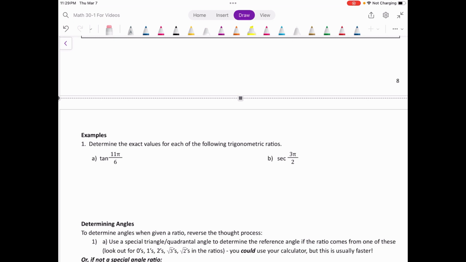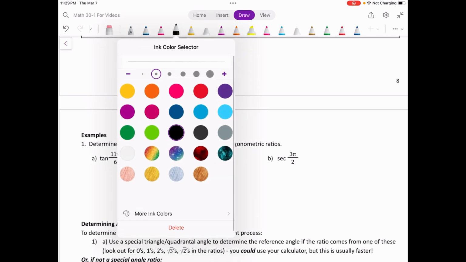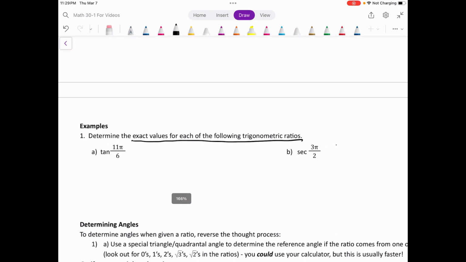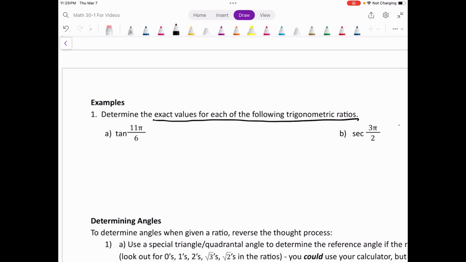All right, so here it wants us to determine the exact values for each of the following trigonometric ratios. Okay, so exact value means no rounding, right? Not like putting root 3 or anything like that into your calculator and getting a rounding thing. We want an exact value, okay? So first one up, tan of 11 pi over 6.